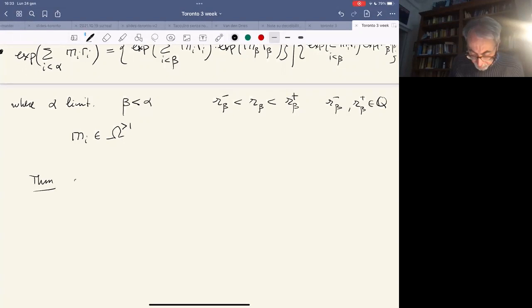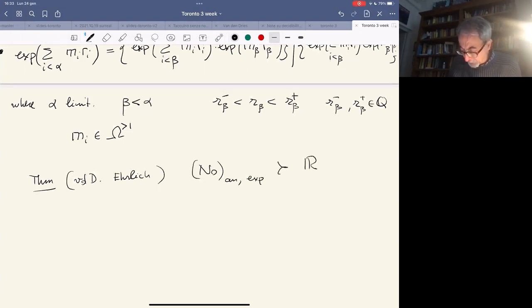And then there is the theorem. I think this is Van den Dries and Ehrlich, which gives you that the surreals with all the restricted analytic functions and the global exp are an elementary extension of the reals with the global exp.